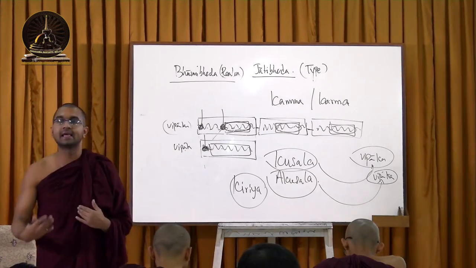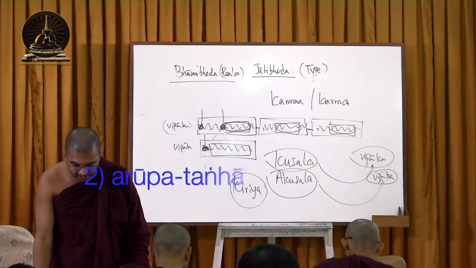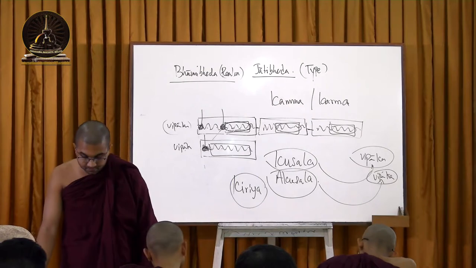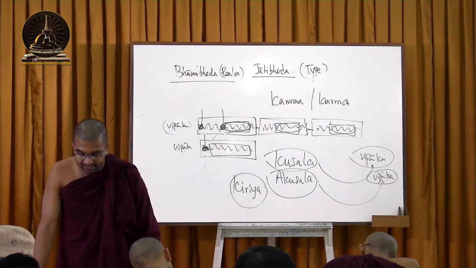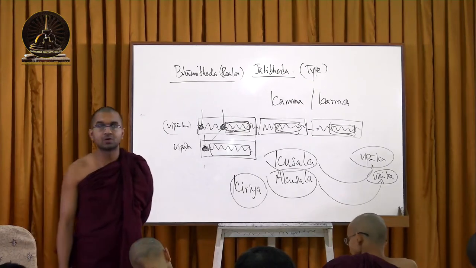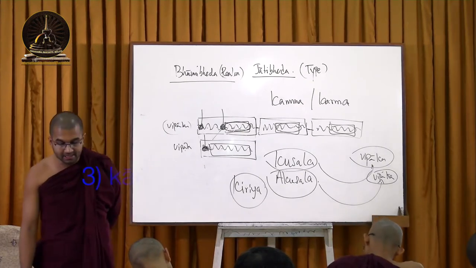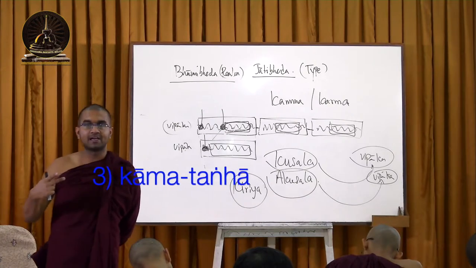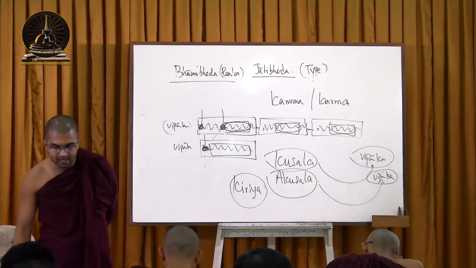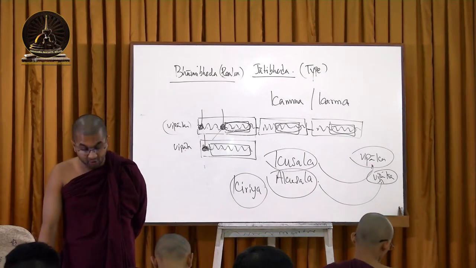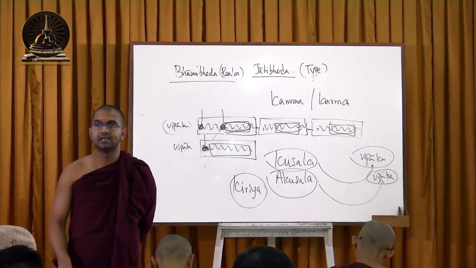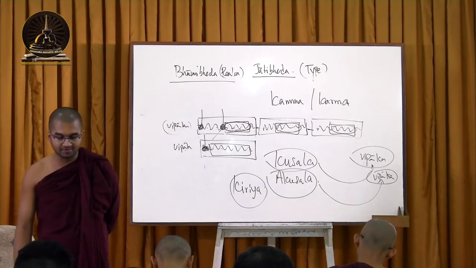The brahma is higher than devas. Then arupa tanha, please correct it, arupa tanha, not raga. Arupa tanha is craving for arupa jhanas, their object, and lives of brahmas without corporeity. Then kama tanha. So we have two types of tanha, rupa tanha and arupa tanha. All the tanhas other than rupa tanha and arupa tanha are categorized as kama tanha. This is the threefold classification of tanha.